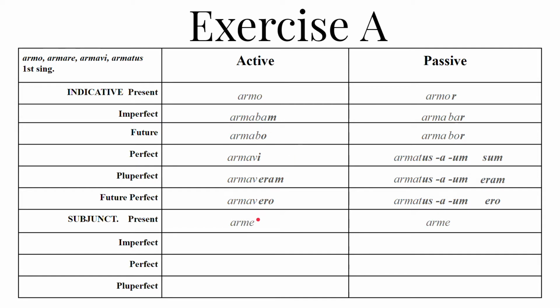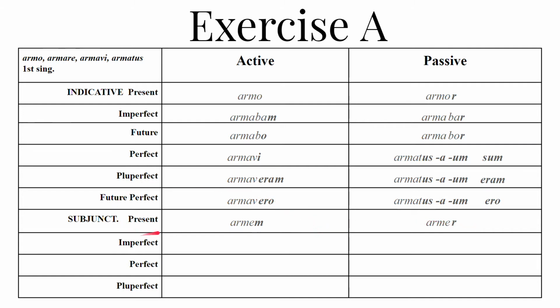Hey, that looks weird. Looks different from the indicative. Yes, because it's the subjunctive. So arme, both for the active and the passive. Now you just add the correct personal endings. For the active, we want the first person singular personal ending for the active, and that's M, so armem. For the passive, R, armer. I may arm, or may not, I don't know. I may be armed, but it could also not happen.